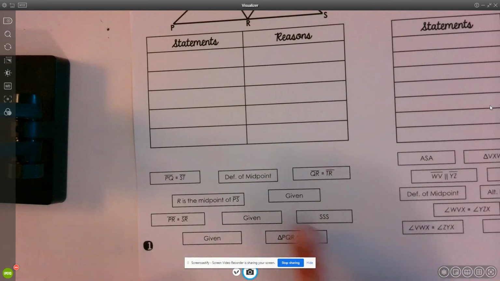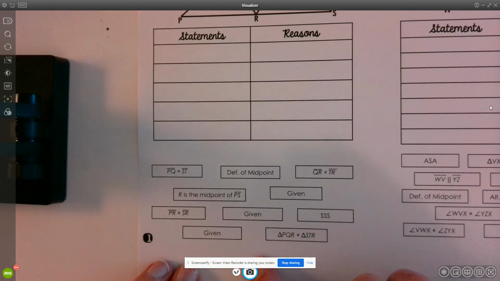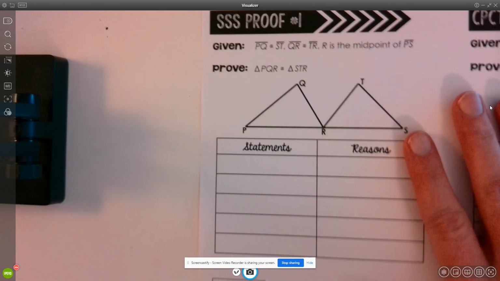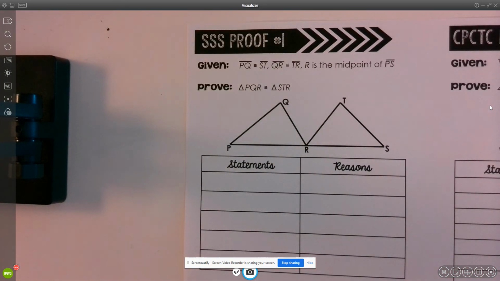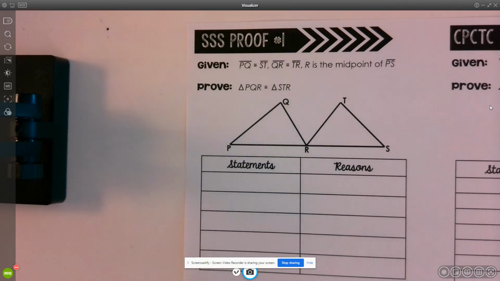Now you are given kind of a word bank down here. I'm going to encourage you to try not to use that as much as possible. So it says, given line segment PQ is congruent to line segment ST, line segment QR is congruent to line segment TR, and R is the midpoint of line segment PS, prove that triangle PQR is congruent to triangle STR.